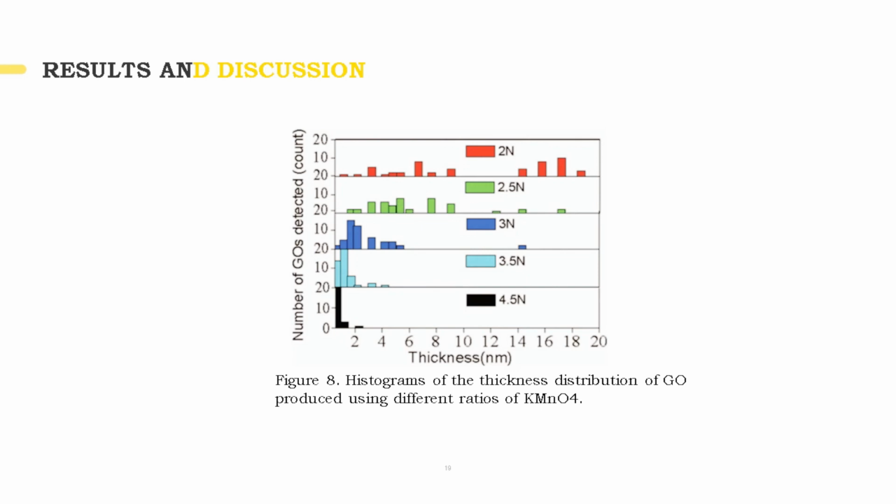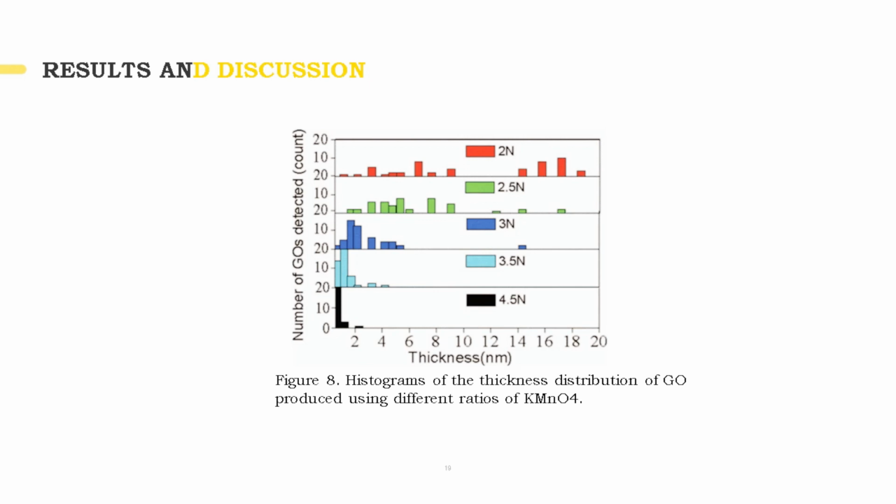The graphene oxide prepared using 4.5N KMnO4 is mainly single layer, at 80%. Graphene oxide produced using 3.5N KMnO4 is 45% double layer. The sample formed using 3N KMnO4 is a mixture of few layer and multi-layer graphene oxide, so few layer graphene oxide accounts for 53% of the sample. That prepared using 2.5N KMnO4 is mainly a mixture of multi-layer graphene oxide, with 4 to 10 layers accounting for 81% of the sample.